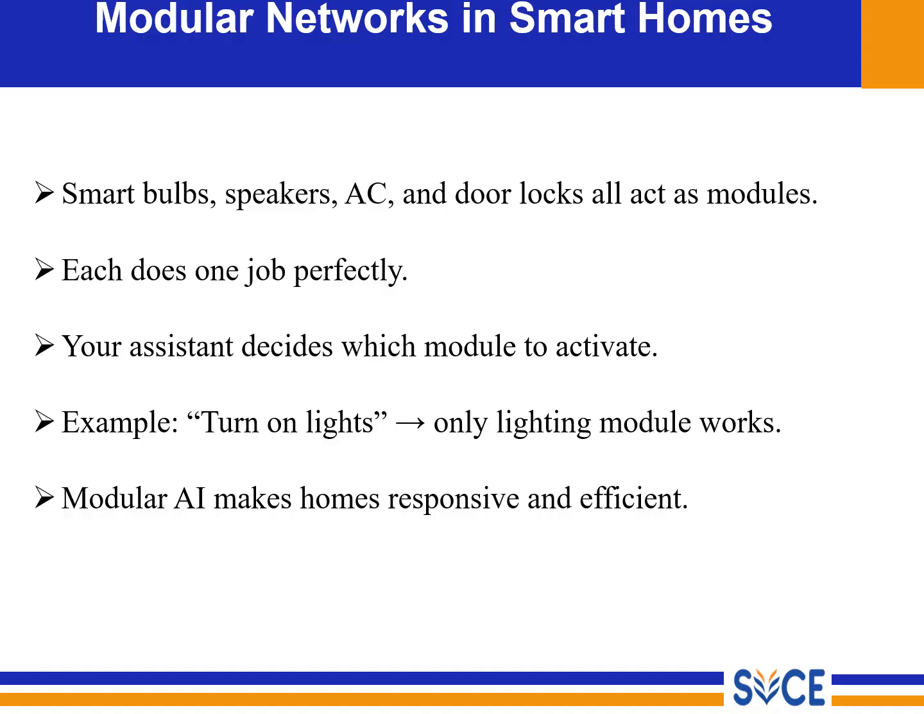Then let us extend this idea to smart homes. Devices like smart bulbs, speakers, air conditioners, and door locks all function as independent modules. So when you give a command like "turn on the lights," only the lighting module is activated. The system does not unnecessarily activate the other modules. This selective activation improves efficiency and reduces energy consumption.